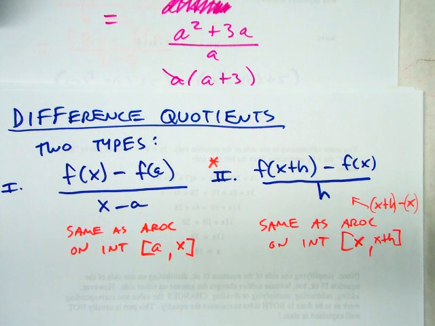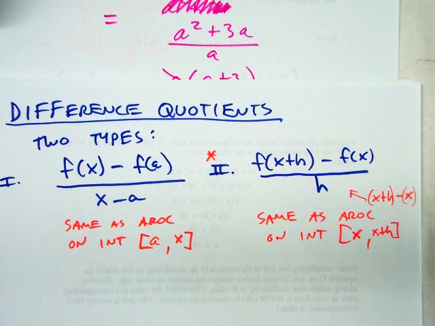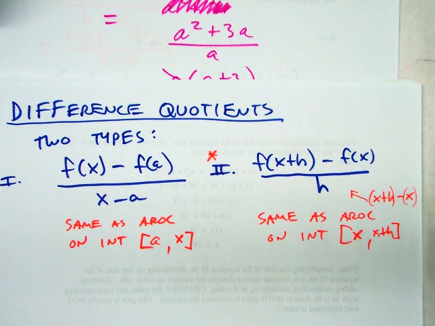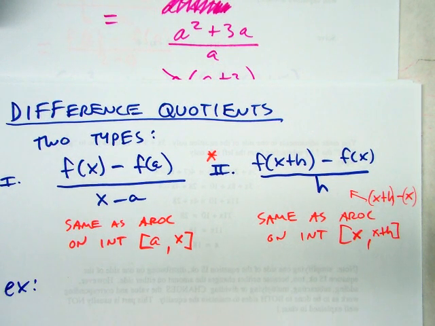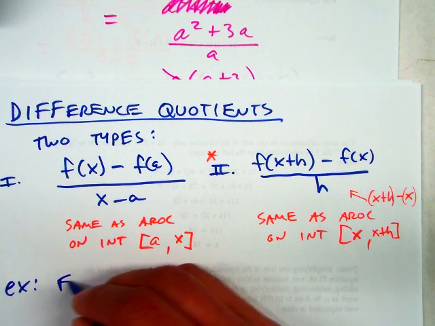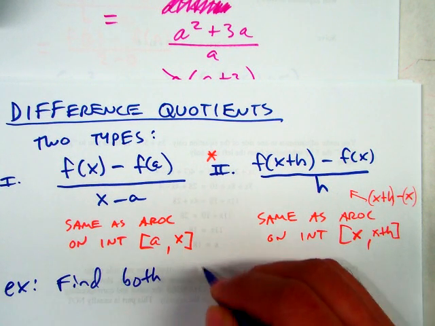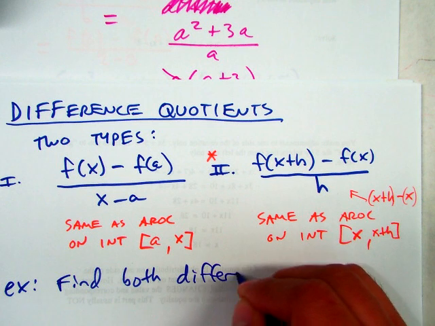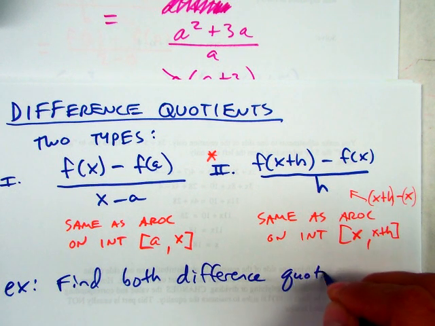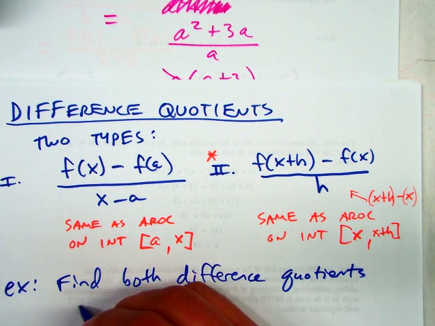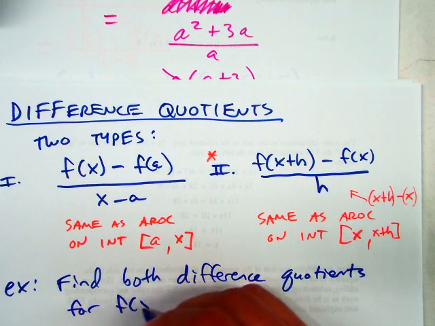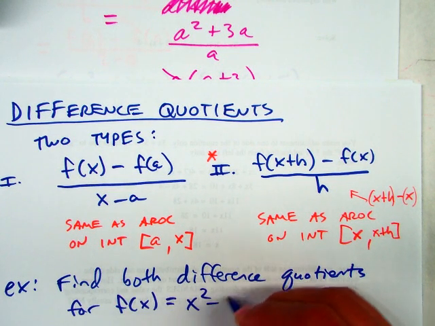So again, it's just plugging stuff in. It's not very hard. It just takes some practice. Here's an example. We'll finish with one example and we'll do both problems. Find both difference quotients for the function f of x equals x squared minus 5x.